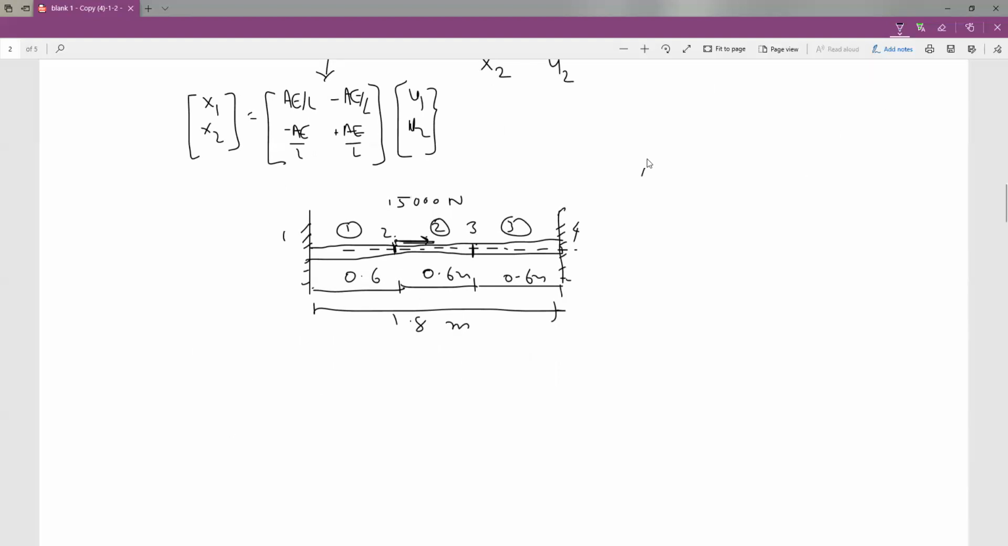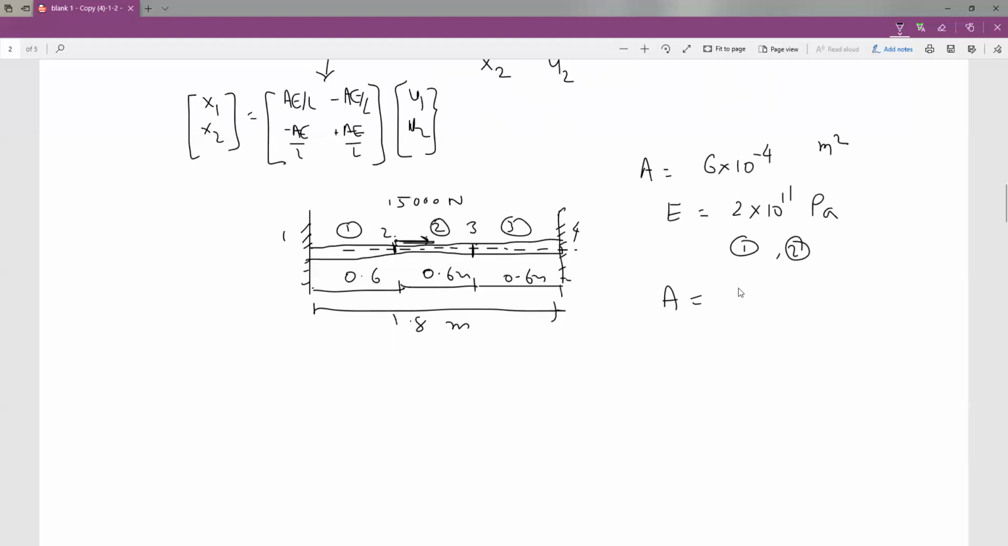Now the area is given as 6 into 10 to the power minus 4 meter square, and E is given as 2 into 10 to the power 11 Pascal. This is for bars 1 and 2 both. This data is given, and for the third bar the data will be given separately.